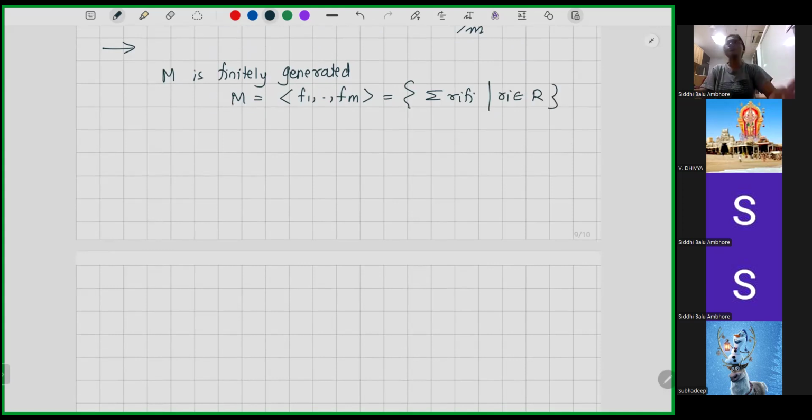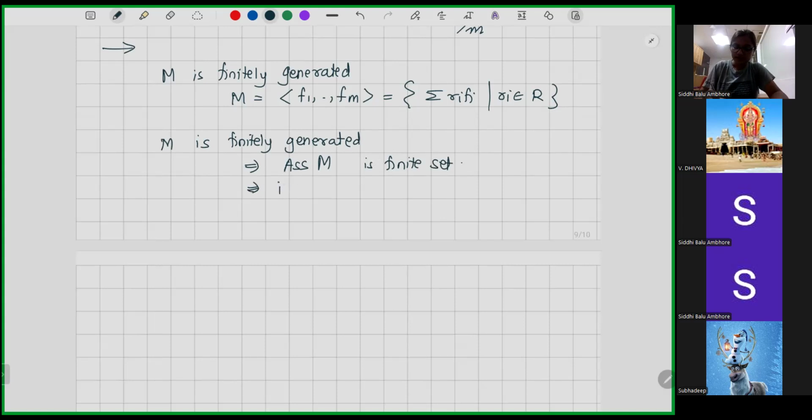Okay, so this is finitely generated, and also we have this theorem in notes you can check that if M is finitely generated, this implies that associated prime of M is a finite set. I mean, there are finitely many associated primes of M. So associated primes of M over R is a finite set, some p1 to pm, let us say.